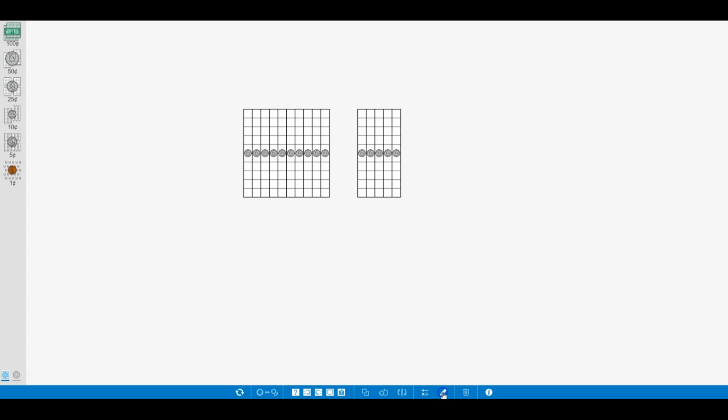I can use my pen tool to write some of this information. Go up to the top here, click the pen tool. This shows 10 tenths, and this shows 5 tenths.